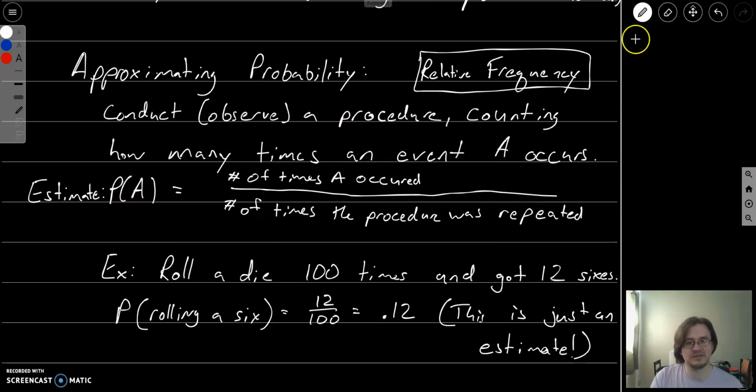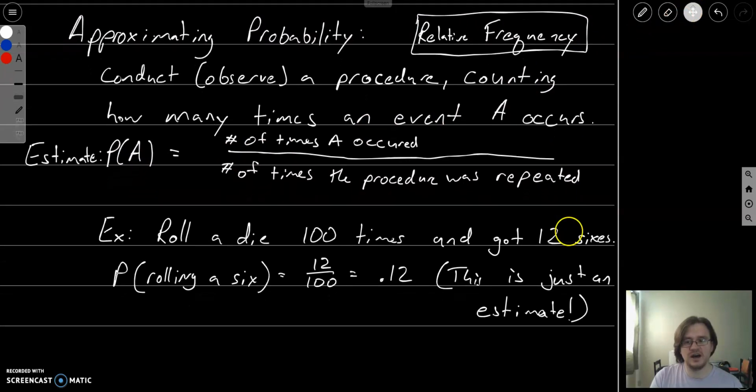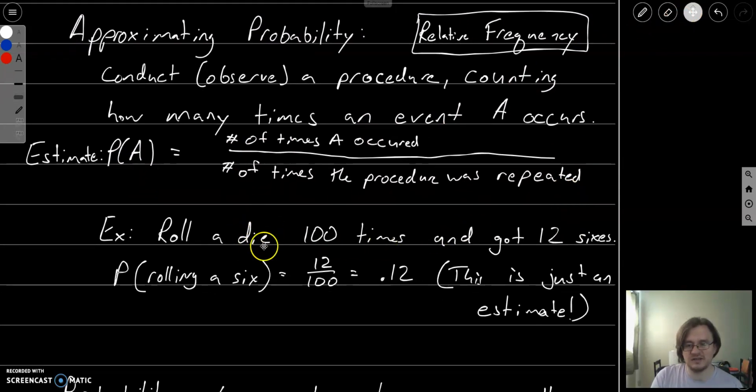that the event happens. So for instance, maybe we take a six-sided die and we roll it 100 times and then we get 12 sixes. So we might estimate the probability of rolling a 6 as 12 divided by 100. 12, because we got 12 sixes, we divide by 100 because that's how many times we rolled the die. So 12 out of 100 times we rolled a 6, so we'd estimate the probability that that happens is 0.12.